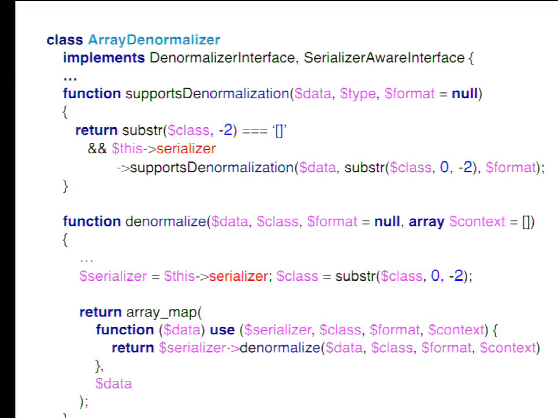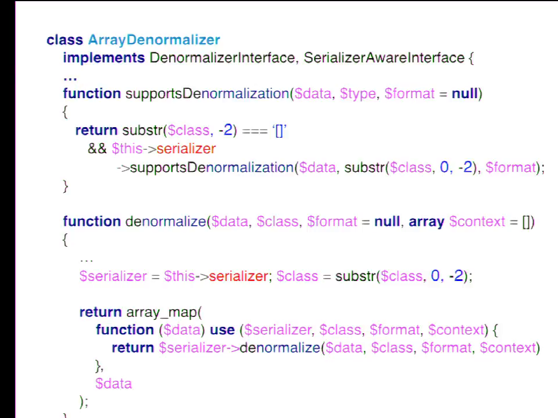Basically, what that array denormalizer does is that when you call the denormalize method, there was a second parameter which is called type. And this type, you usually specify a class name. With this array denormalizer, what you can do is you can deal with arrays of class instances. So instead of just passing in the class name, you actually specify class name and then opening and closing brackets in the type that you pass in.